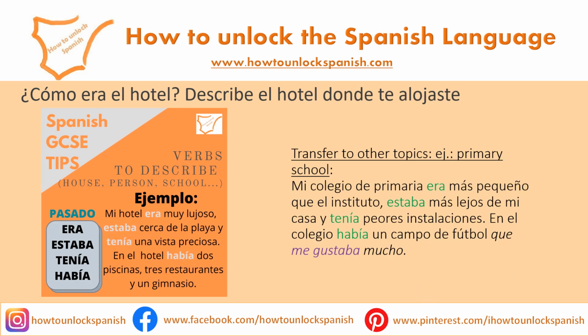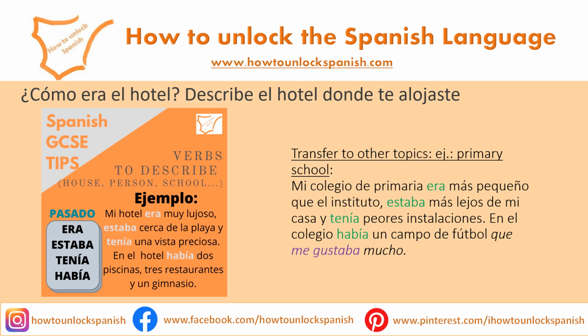So we move to the past. In the past, we have to use the imperfect tense in order to describe. So descriptions in the past always use the imperfect tense. In the imperfect tense, ser would be era, estar would be estaba, tener would be tenía, and hay would be había. So if you are asked, ¿cómo era el hotel?